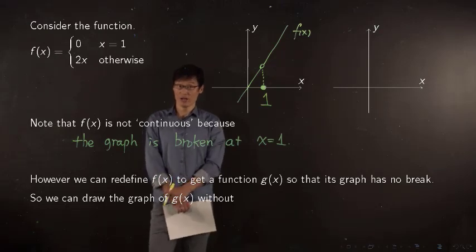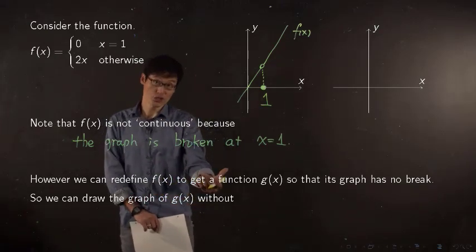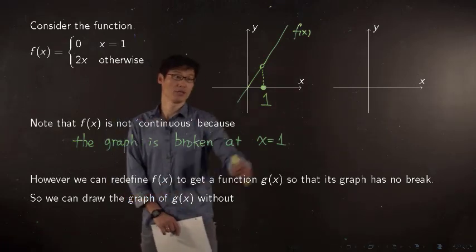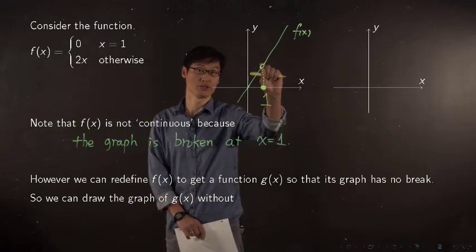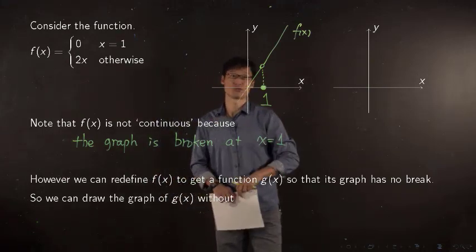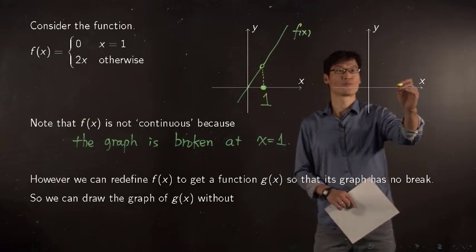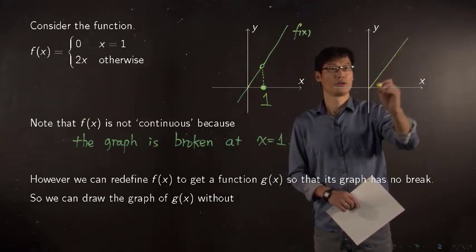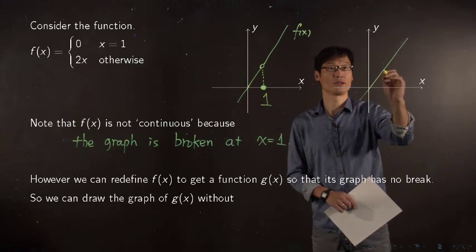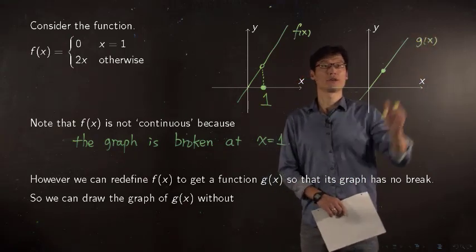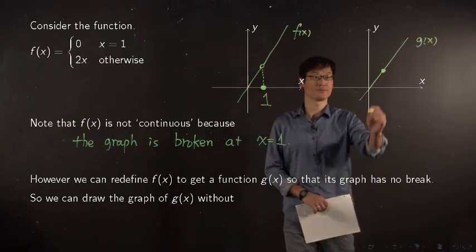However, we can redefine f to get a function g so that its graph has no break. Well, simply you move this point to fill this hole. Then we will get a new function g. So we are filling this point to have a continuous function like this.